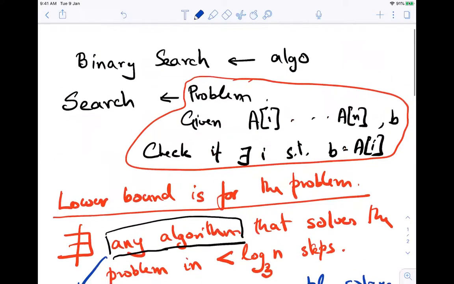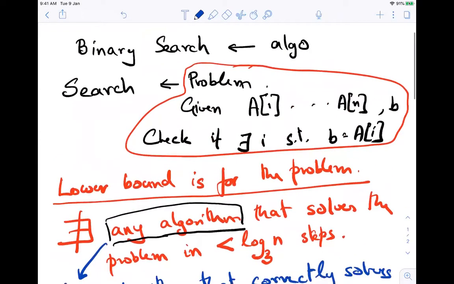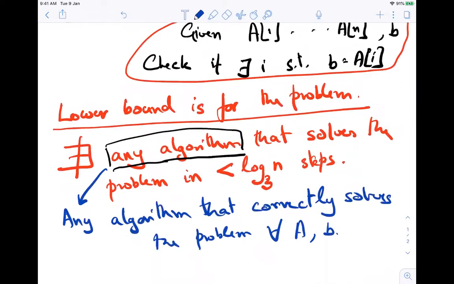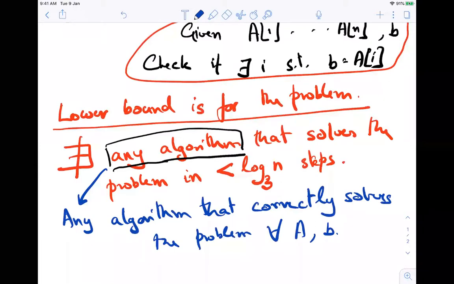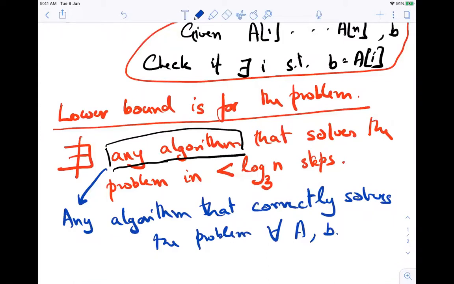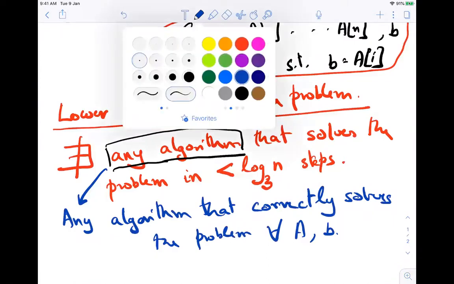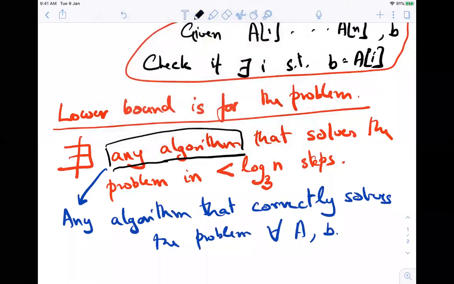Okay, so here is the problem, and I want, like, give me any algorithm that will take any A and B and will correctly solve it. It's very important. It has to correctly solve every bit of it. And such an algorithm, I will say that it cannot use less than log n base 3 steps. And this is our theorem you can think of, okay? If you want to call this one, you can call this our lower bound theorem.